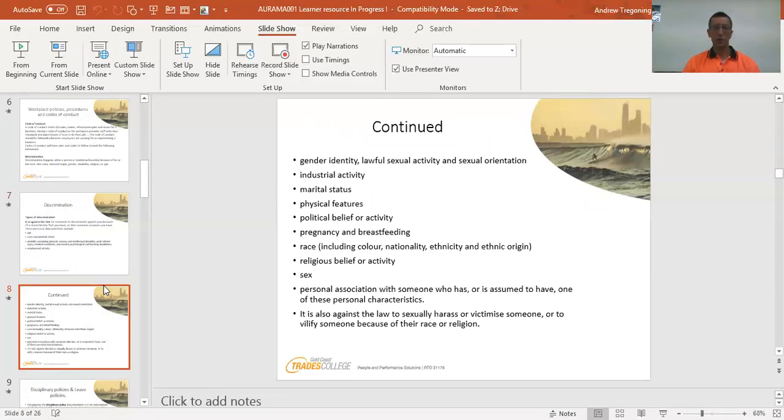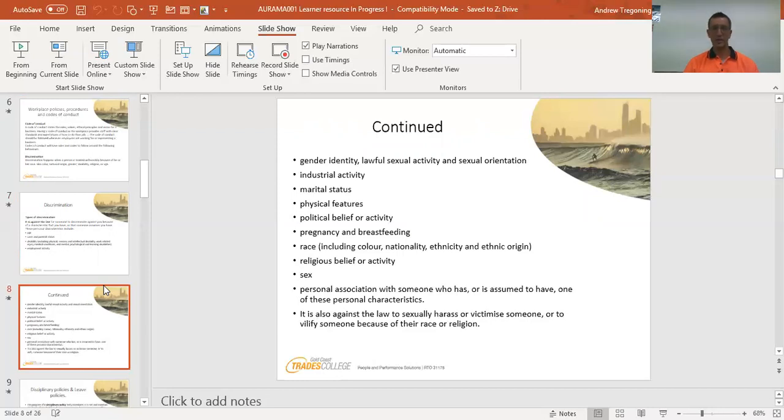Also, still on discrimination, it's against the law to discriminate against gender identity, lawful sexual activity, sexual orientation, industrial activity, marital status, physical features, political belief or activity, pregnancy and breastfeeding, race, including colour, nationality, ethnicity and ethnic origin, religious belief or activity, personal association with someone who has or is assumed to have one of these characteristics.